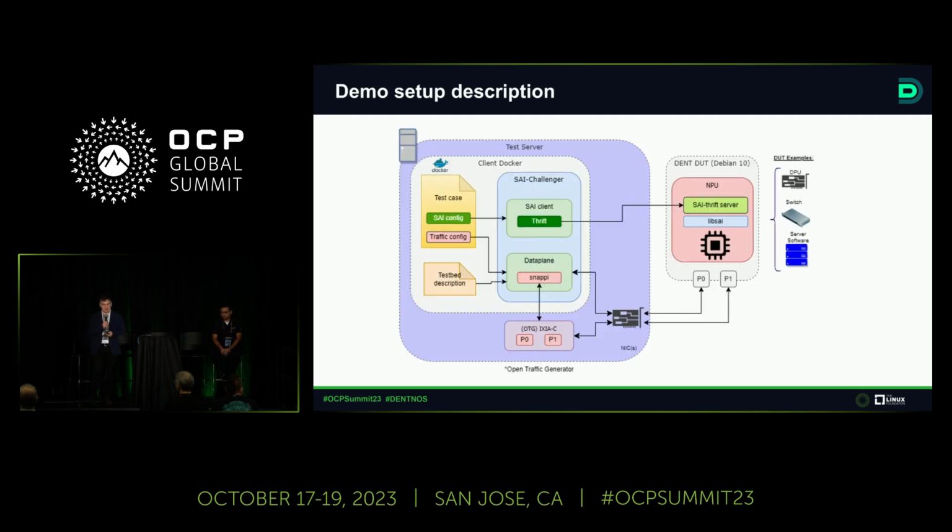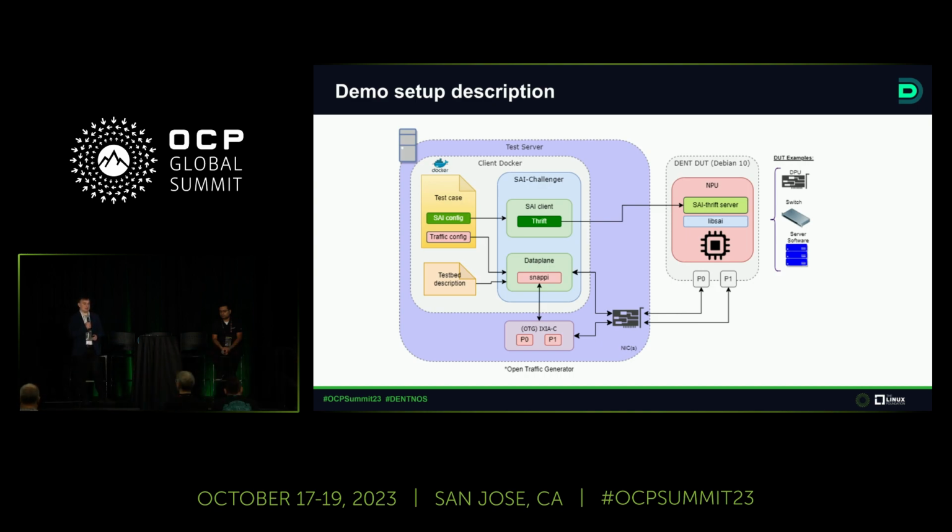So this is the test setup. And as we can see on the right side, we have the test server where we have the SAI Challenger running and where we have the Thrift client and the Ixia-C running. We have it connected to the DUT.